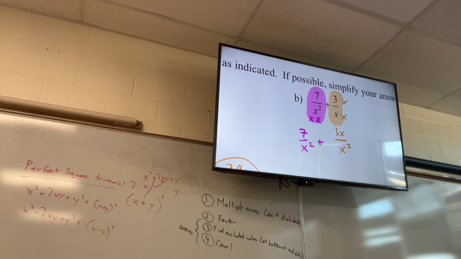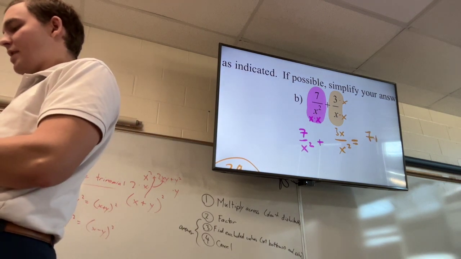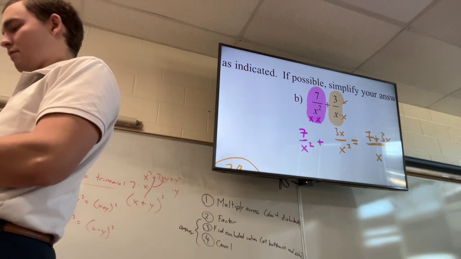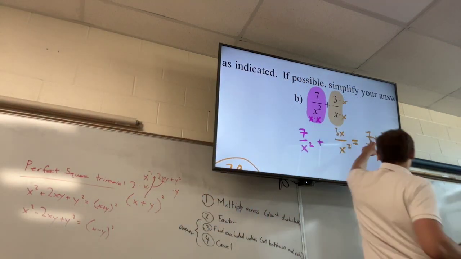So I'm talking about factors that one denominator has that are missing from the others. Then what do I do at this point? This is the easy part. Just add across the top, right? 7 plus 3x. What's that? It's just 7 plus 3x. They're not like terms. We don't combine terms that are not like each other.